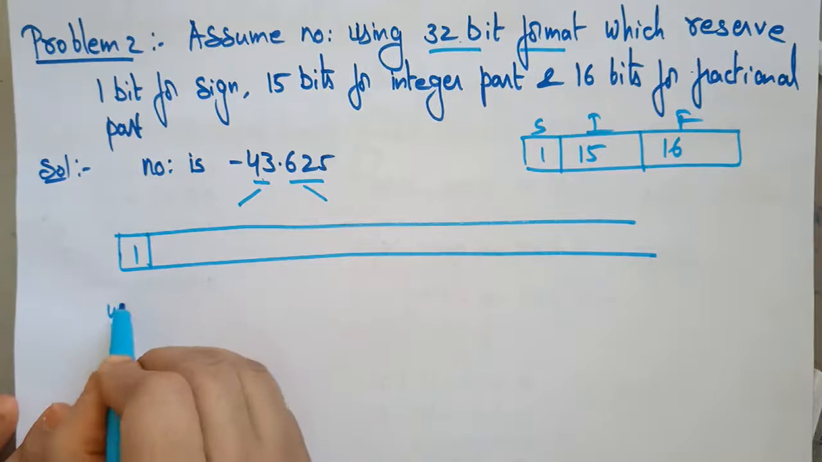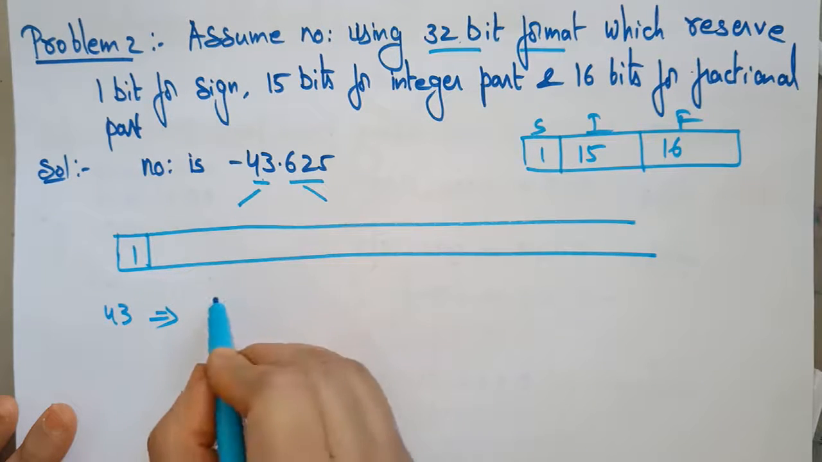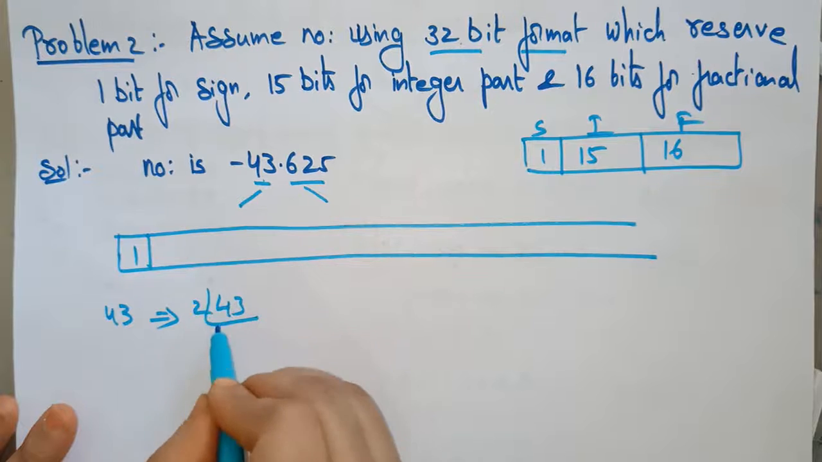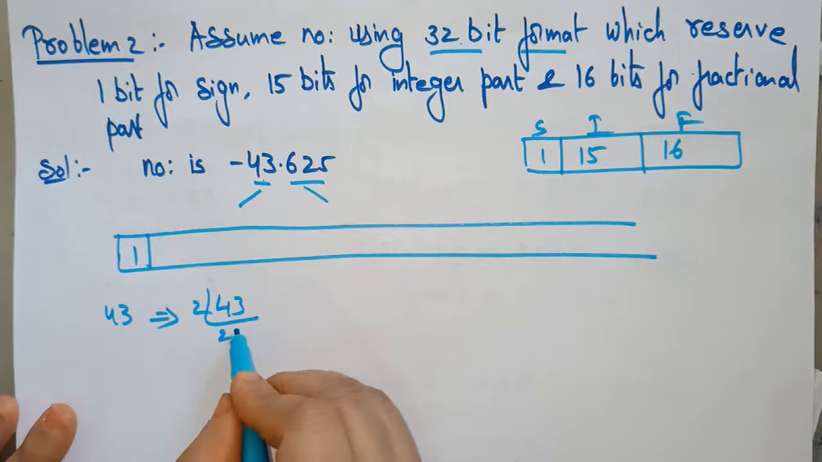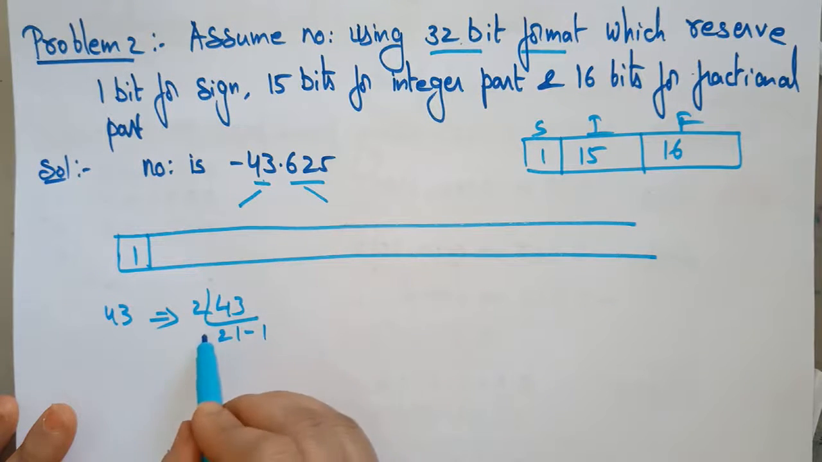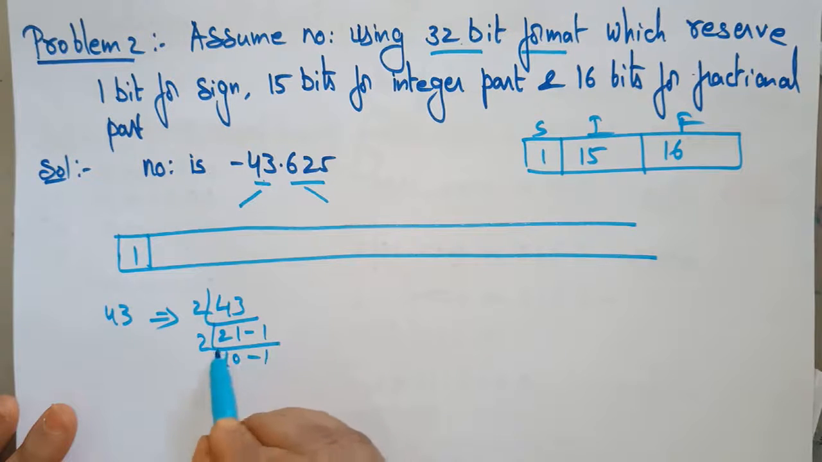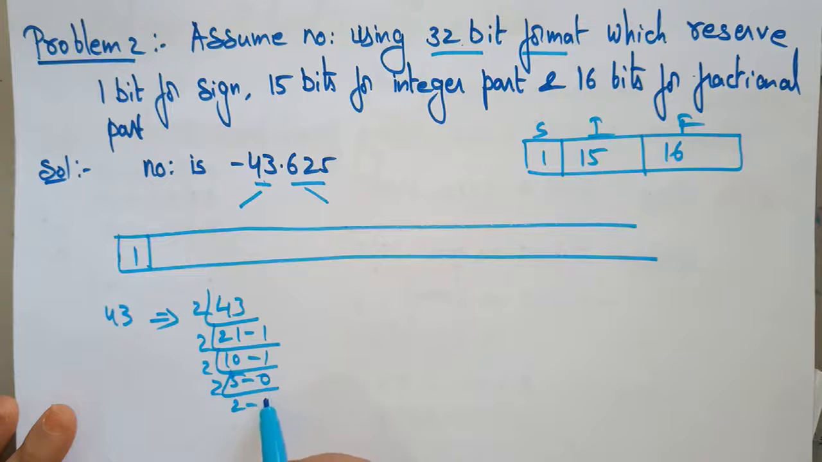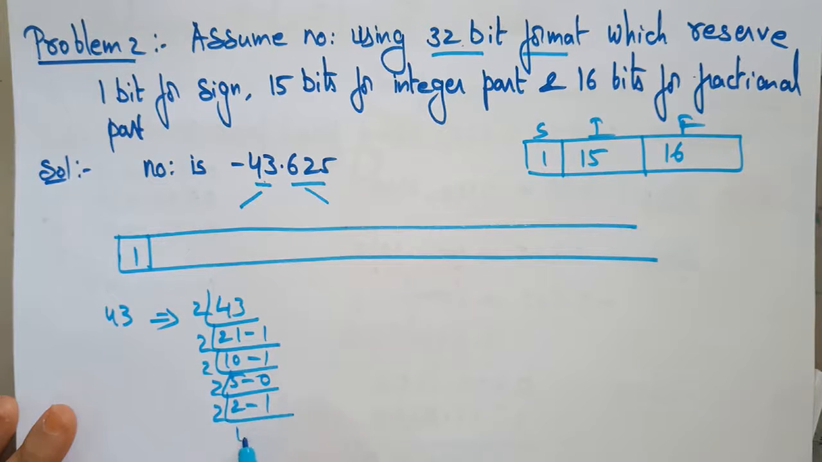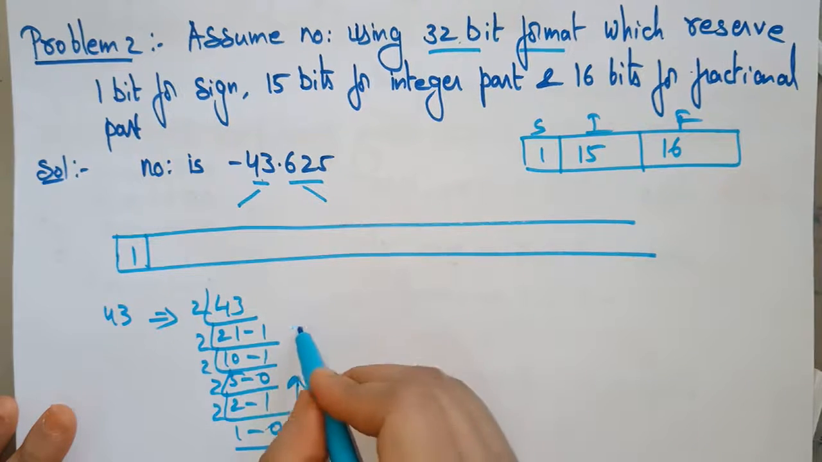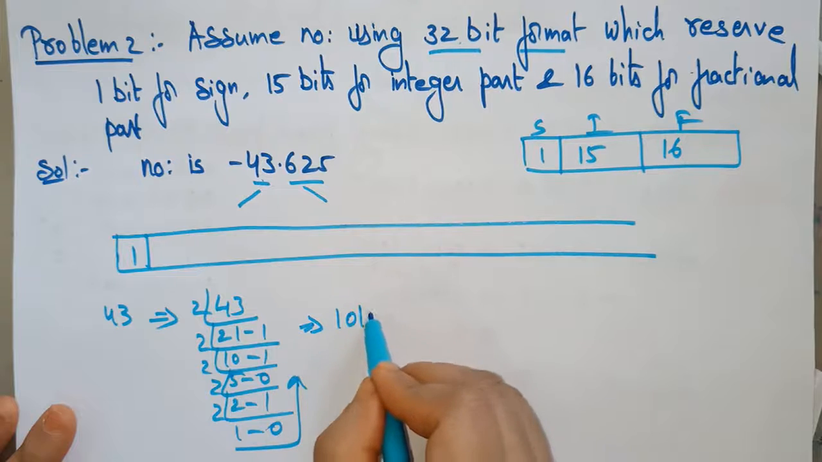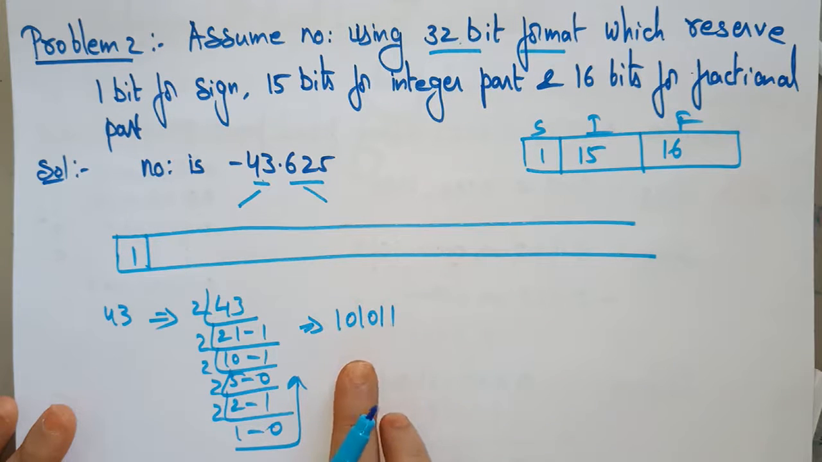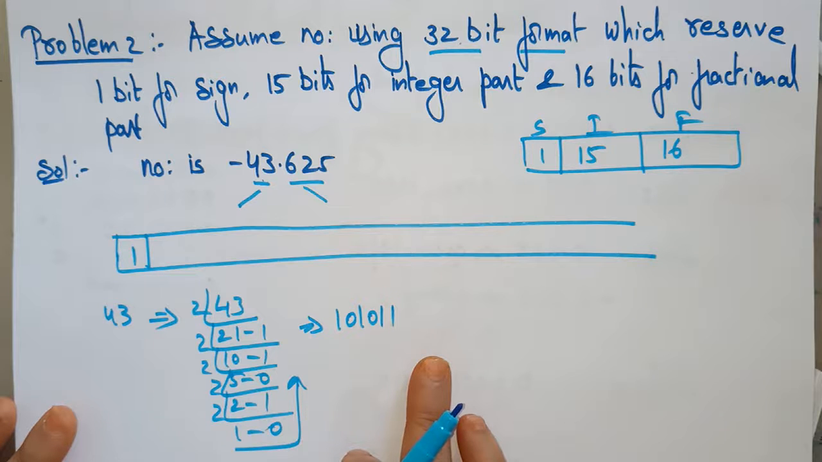Convert the 43 into binary format. How are you going to do it? 43, divide by 2. 2 ones are 2 and 1 is the remainder. 2 tens are 10, 1 is the remainder. 2 fives, 0 is the remainder. 2, 1 is the remainder. 2, 0 is the remainder. So if you go like this, you are getting 1, 0, 1, 0, 1, 1. So the 43 value is 101011.